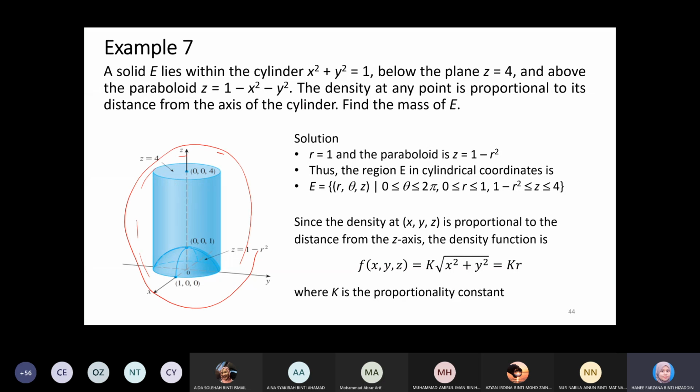In this case, it says the density at any point of the solid is proportional to its distance from the axis of the cylinder, meaning the density is not uniform and constant. The density is a function of x and y, proportional to the distance from the axis of the cylinder. So that's why we can make use of the density function. Then we can do the triple integral to find the mass of the solid E instead of just volume.